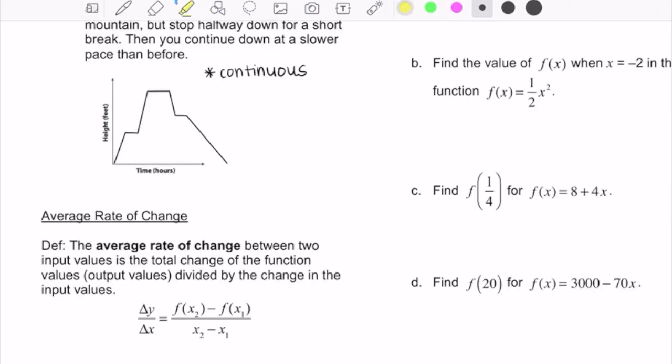While you cannot find the slope of a line that's not linear, you can find what's called the average rate of change. And so the average rate of change is an adaptation of the slope formula. So you can take the y's and minus them and take the x's and minus them. You can find the amount that something is changing over a time interval, even if it's not a straight line.